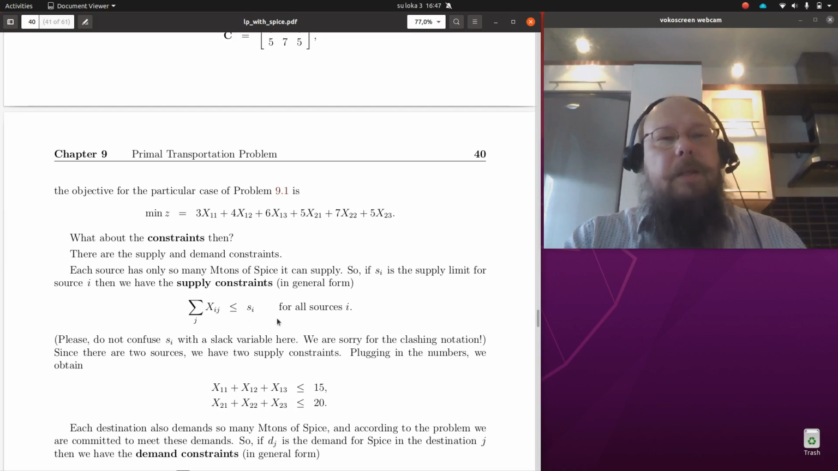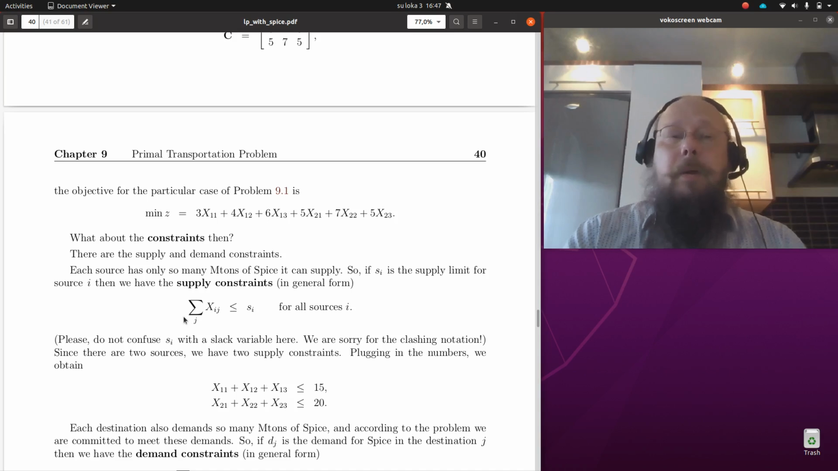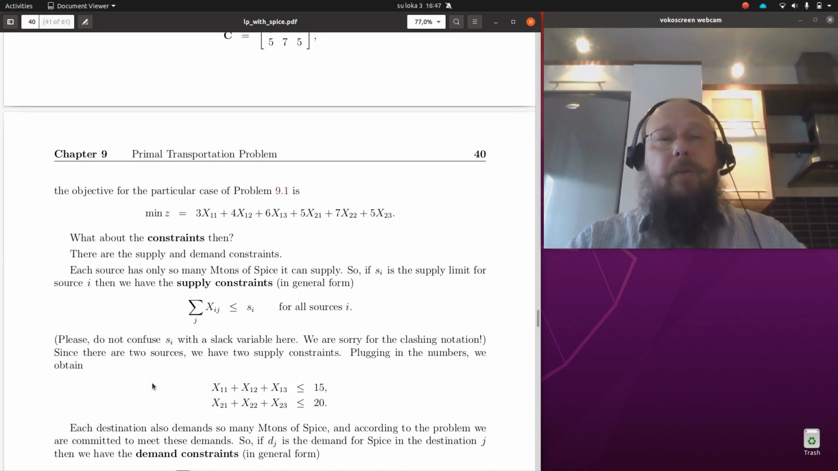So this is the general form of supply constraints that's always there. It's like this for all transportation problems. So let us now look at how it looks in this special case of spice transportation. So we have two sources. We had the source Arrakis and the source Tleilax. They had 15 and 20 availability. So these constraints here, we have two constraints and they are given here.